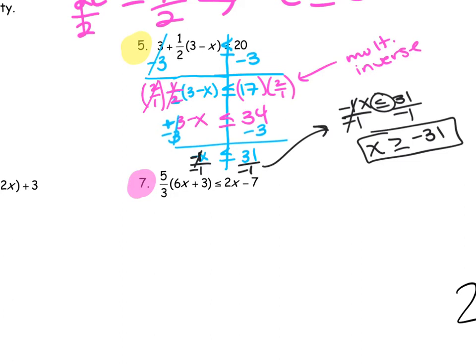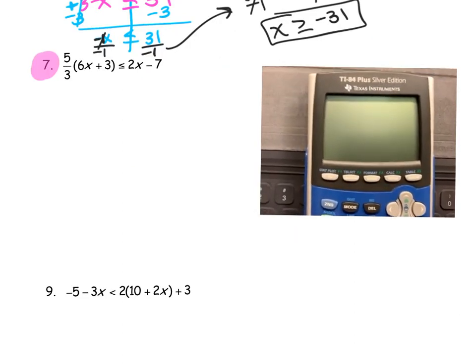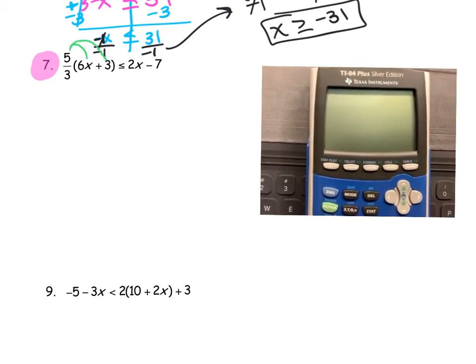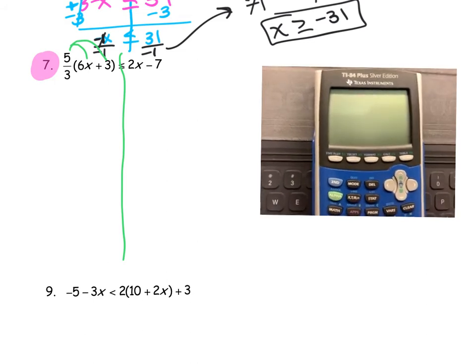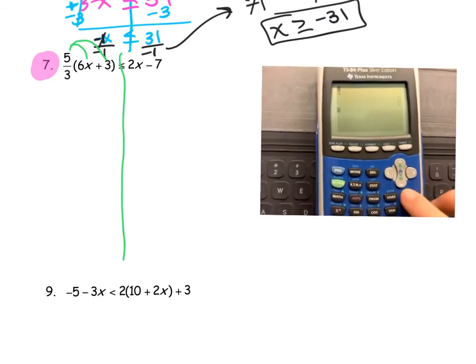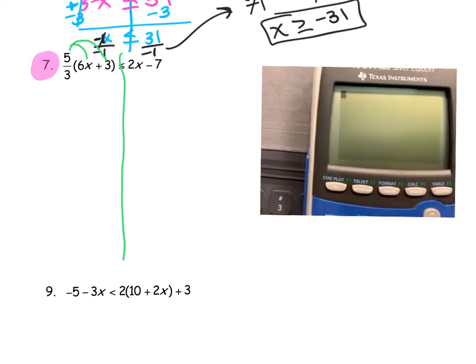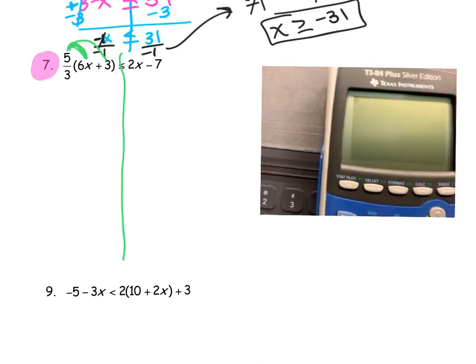We'll start you off with question 7, again, because it does require us to use the calculator. The first thing we want to do is distribute. Draw my line down the inequality symbol. I'm going to show you how to use the calculator on this in a second. Let's clear out what's in there. I'm going to distribute by multiplying this 5/3 times 6.